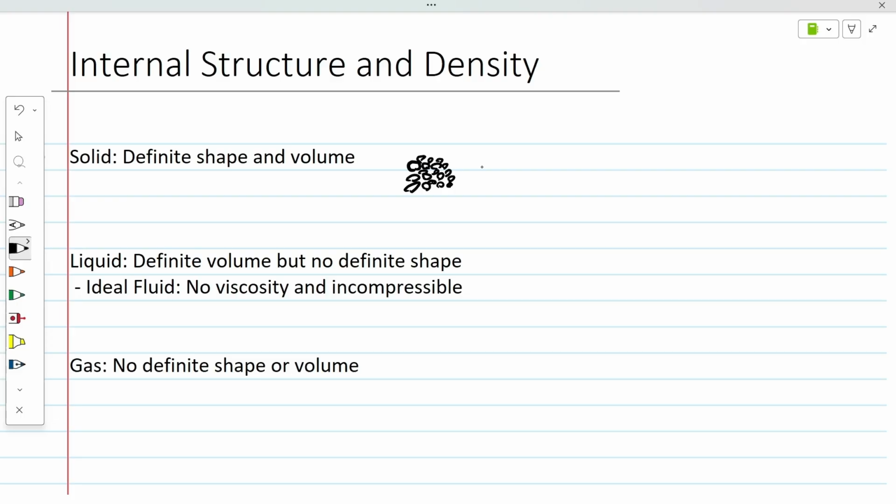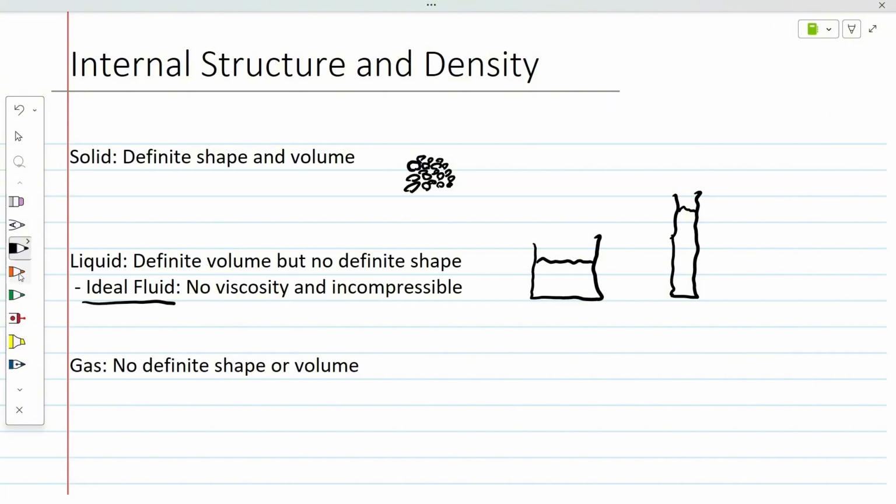Now, liquid does not have a definite shape, but it does have a definite volume. So if you put a liquid in a cup, then the volume is going to be the same whether you put it in a cup like this or maybe a taller cup. It's going to have the same amount of volume, but the shape is different. And when we talk about an ideal fluid, it basically means that it's made up of molecules. It's not viscous. It doesn't have fiber type structures, and it's incompressible.